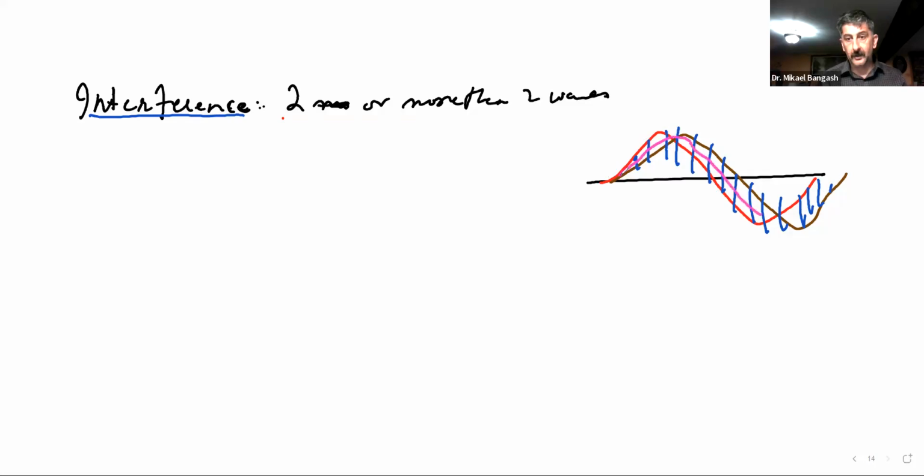Now, these two waves were out of phase, so the final wave that we will get is the pink wave. That is what we get as a result of the interference between these two out of phase waves. Interference is the event that happens when two or more than two waves meet or come across each other at a specific location, which mainly means that they will lose their own characteristics or features.